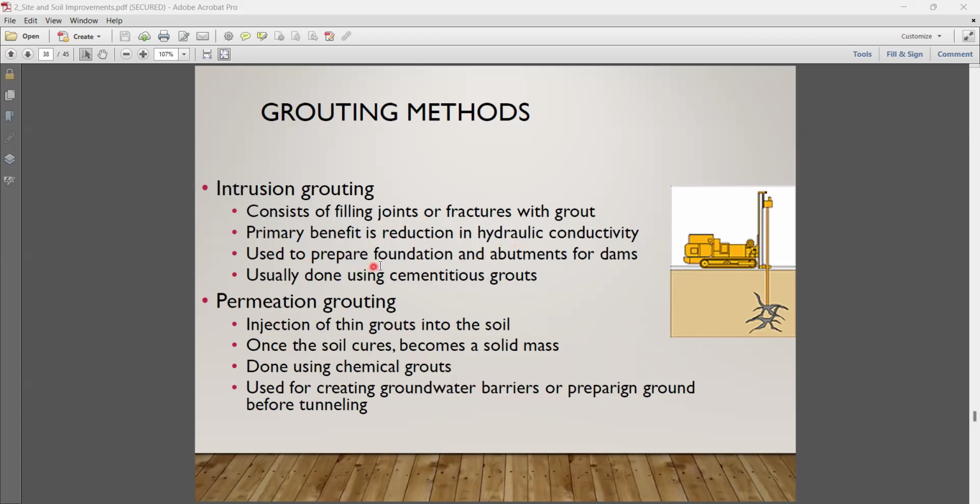This mechanism is used to prepare foundations and abutments for dams, especially because a huge amount of load is applied on dams, and if there is a void like this and the dam water gets in, it can create a channel so that the dam water will drain away. Then there's another grouting called permeation grouting, mainly with chemicals. You inject, then sometimes it increases its volume and becomes a solid mass.